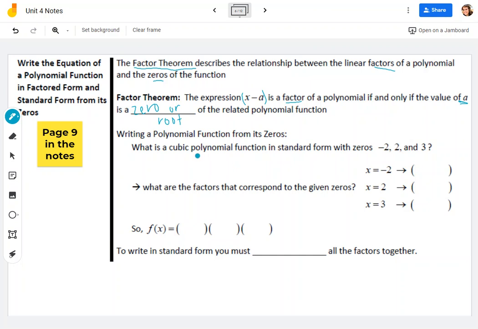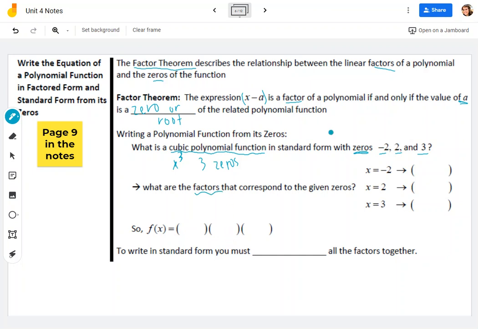function. So if we consider this example, a cubic polynomial function, so cubic is like x cubed, we can expect 3 zeros or roots. We have -2, 2, and 3 as our zeros.